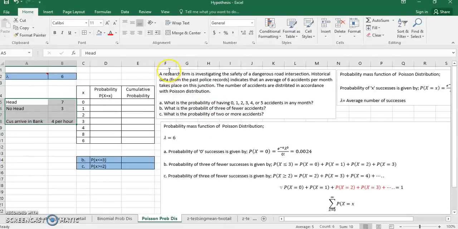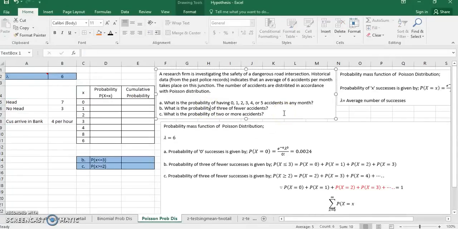I'll take up this particular example here. A research firm is investigating the safety of a dangerous road intersection. Historical data from past police records indicates that an average of 6 accidents per month take place on this junction. The number of accidents are distributed in accordance with Poisson distribution. I just wish to calculate the probability of having 0, 1, 2, 3, 4, 5 or 6 accidents in a typical month, then the probability of 3 or fewer accidents, and the third is the probability of 2 or more accidents.